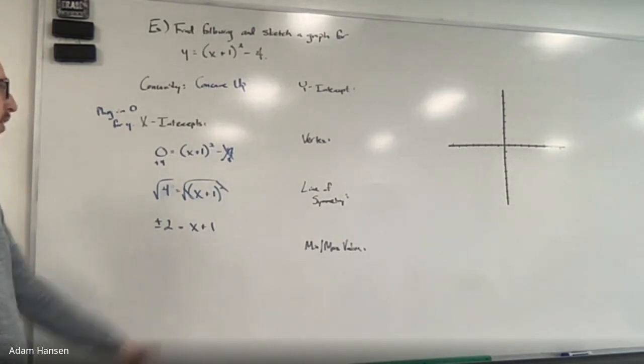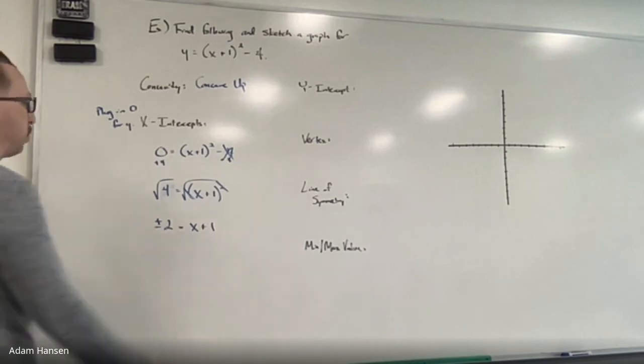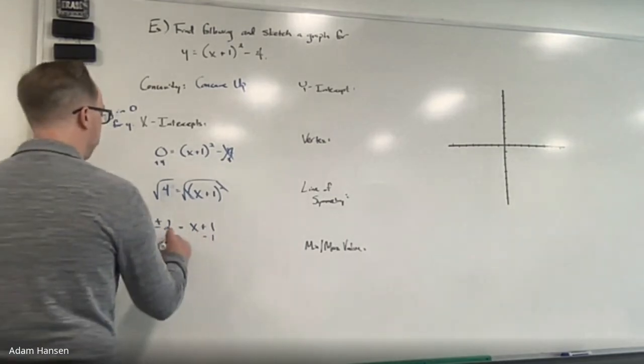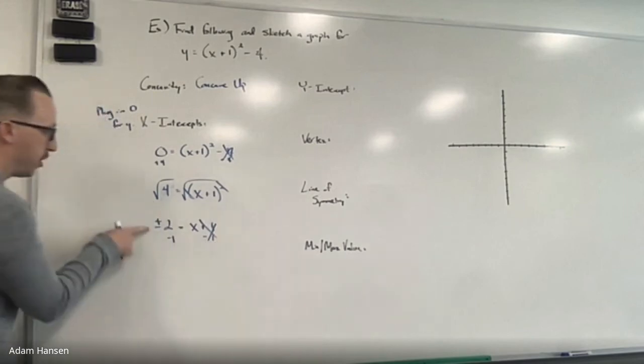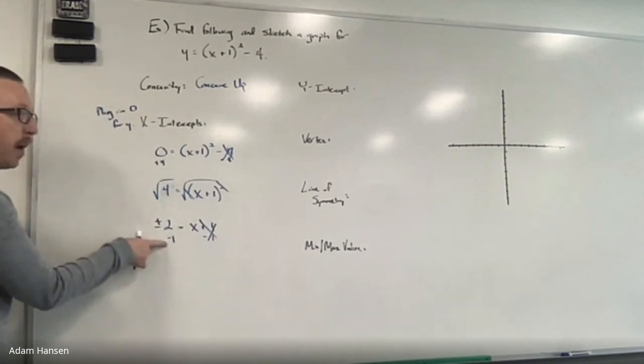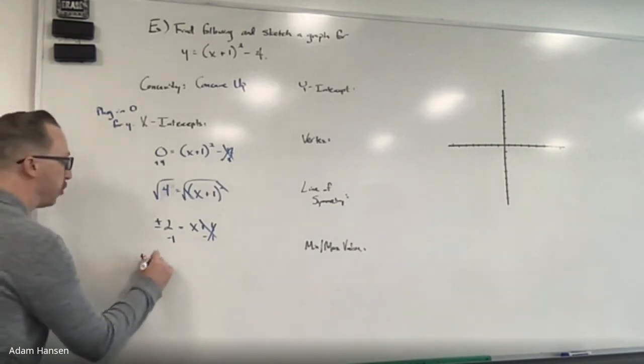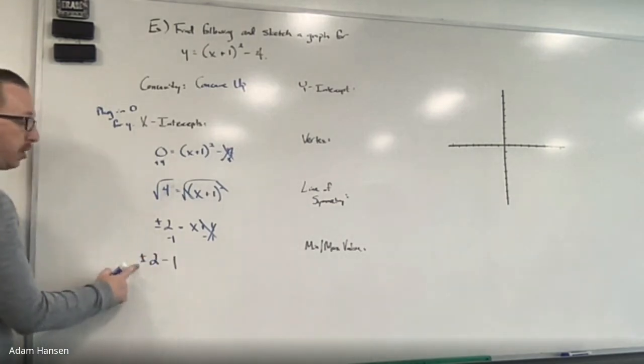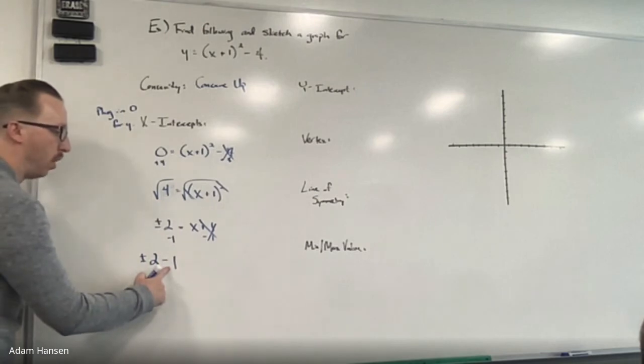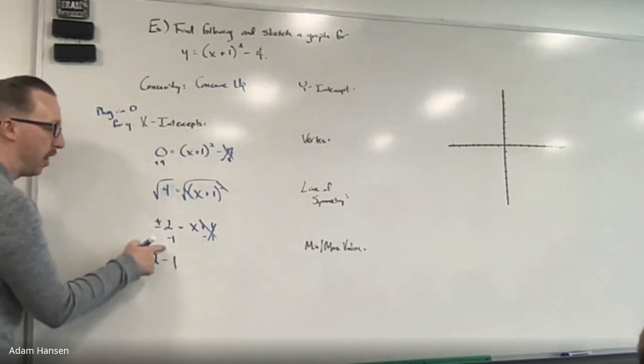Last step to solve for x. Get rid of adding 1. Get rid of the plus 1 by subtracting 1 from either side. These are not like terms. I just can't put 2 minus 1 right here and call it plus or minus 1. I'm going to write them as two separate things. Plus or minus 2, minus 1 more. I can't combine these since they're not like terms.